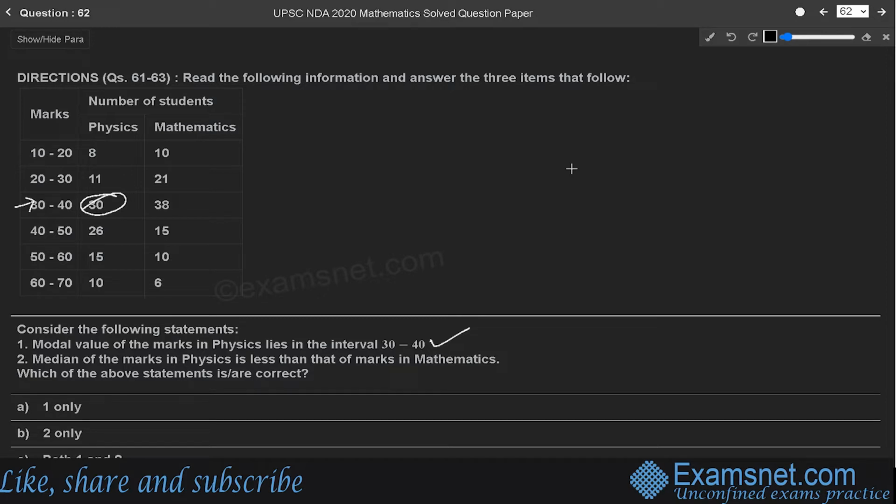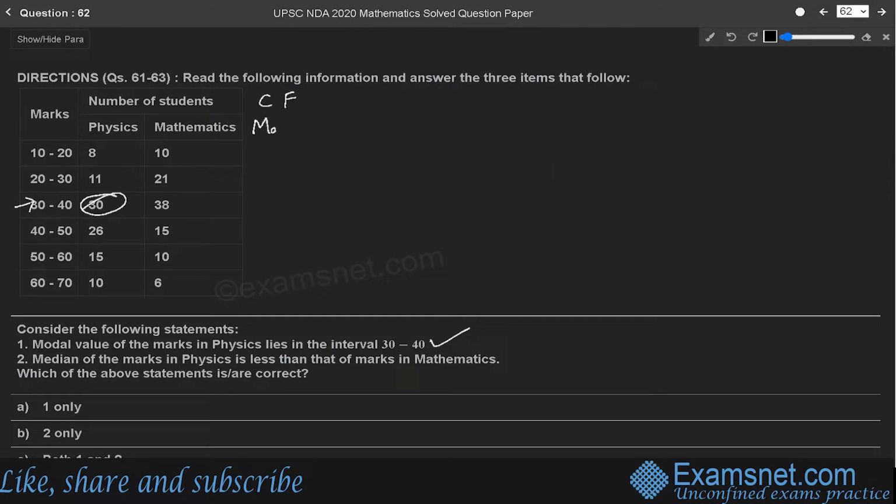Now, about the second statement, we have to find the median for physics and then we have to find the median for mathematics, and then we will compare which is less and which is more. So for finding the median, firstly we have to find the cumulative frequency for physics and the cumulative frequency for mathematics. So cumulative frequency can be denoted as CF.